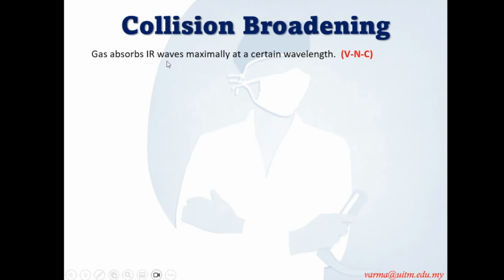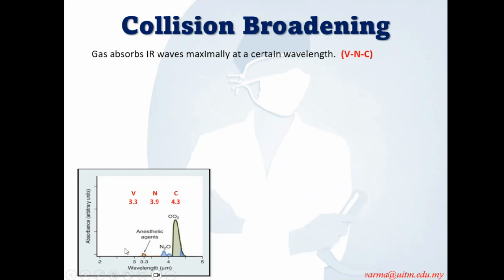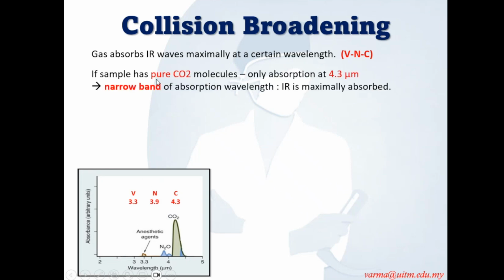Gas absorbs infrared waves maximally at certain wavelengths. Each of them has a specific wavelength where maximal absorption of the IR wavelength occurs. For volatile 3.3, nitrous 3.9, carbon dioxide 4.3. Then if the sample is pure CO2, let's say in our breathing tube, in an ideal situation the sampling chamber or the gas mixture only has CO2. There is no nitrous, there is no oxygen, there is no volatile. Only absorption will occur at 4.3 micrometer for the CO2 molecule. Narrow band of absorption wavelength, IR is maximally absorbed like this.